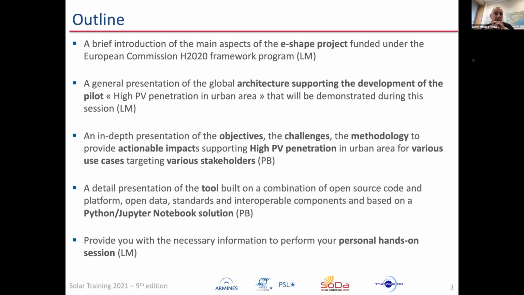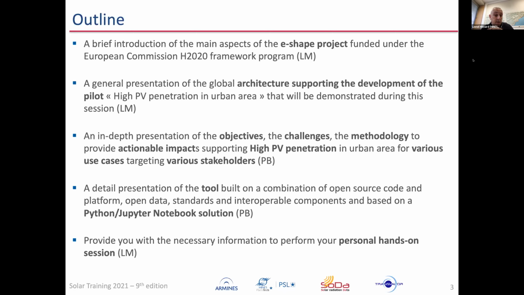Then we will present you the tool to support this use case of high PV penetration. It's a combination of open source, open platform, open data, standard, interoperable process components, and they are based on the Jupyter Notebook solution. So this will be something that Philippe will take time to show you step by step, how this tool is made.